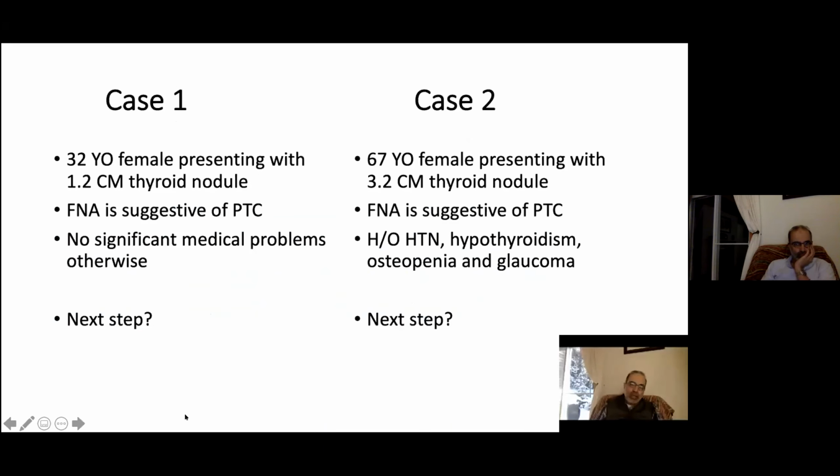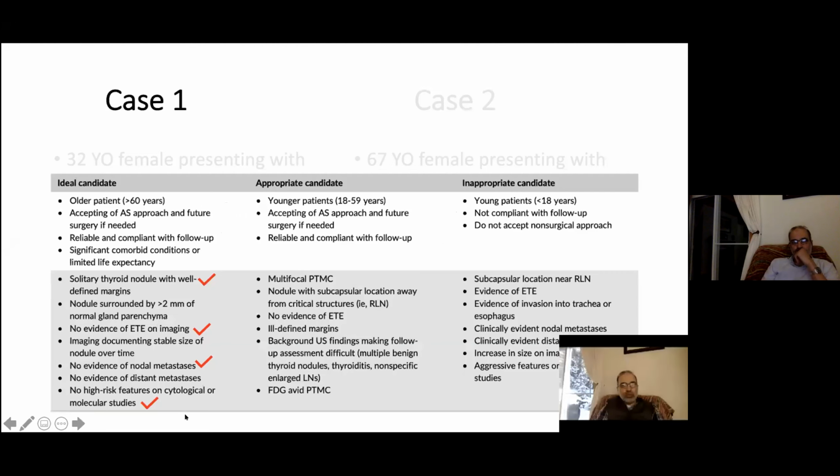So going back to the initial cases, we talked about these two cases. Case one was a 32-year-old female with a 1.2 centimeter thyroid nodule. Case two was a 67-year-old female with a 3.2 centimeter nodule. Both had thyroid cancer. So how would we deal with these two situations? So, you know, we kind of had a deeper look into their ultrasounds.